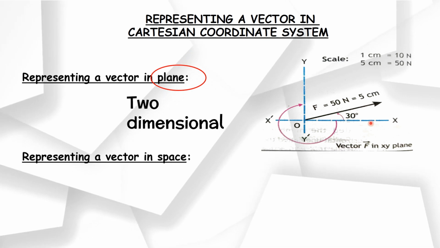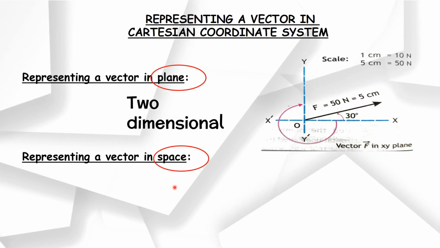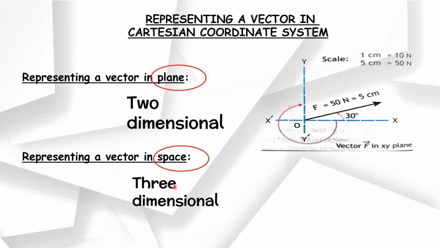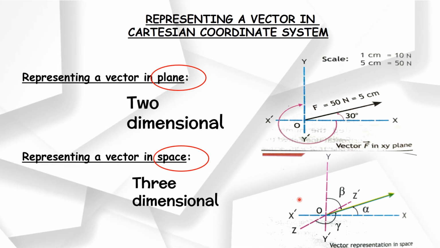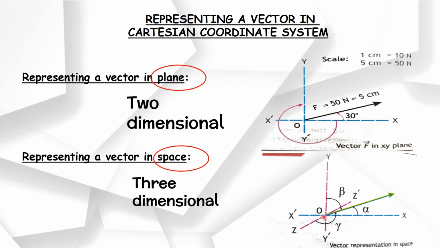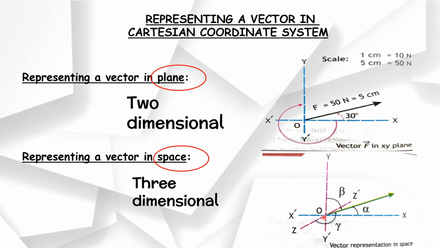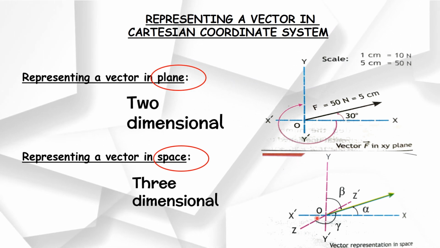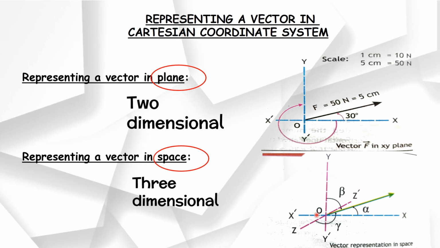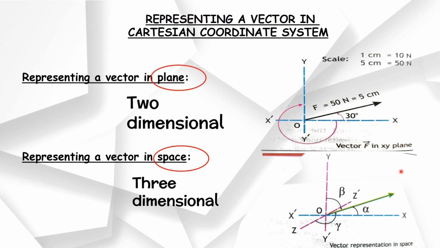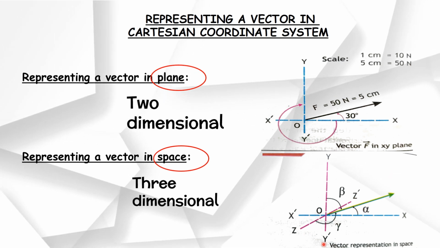Let's move on to representing vectors in 3D space. In 3D, we need three mutually perpendicular lines, the x-axis, y-axis, and z-axis, that intersect at a single point known as the origin. We can't draw a true 3D diagram. Instead, we represent the z-axis with a tilted line, since we are working on a 2D page, indicating that the z-axis is coming out of the page.